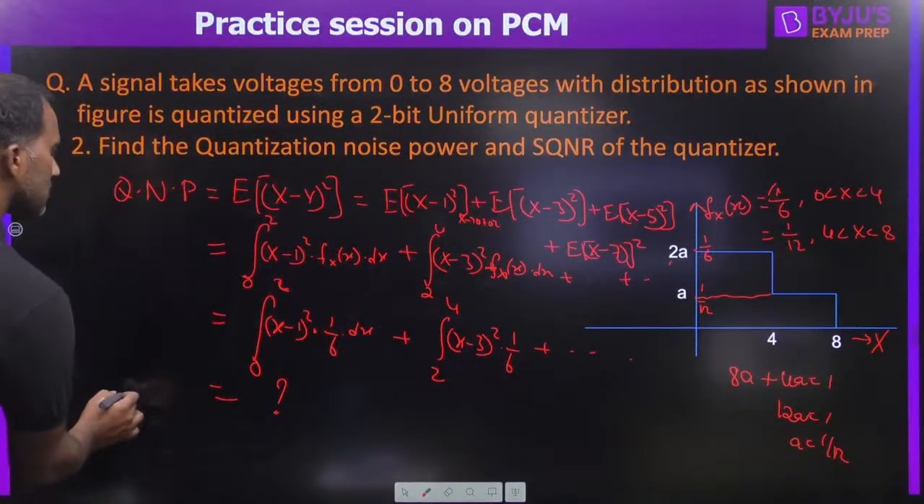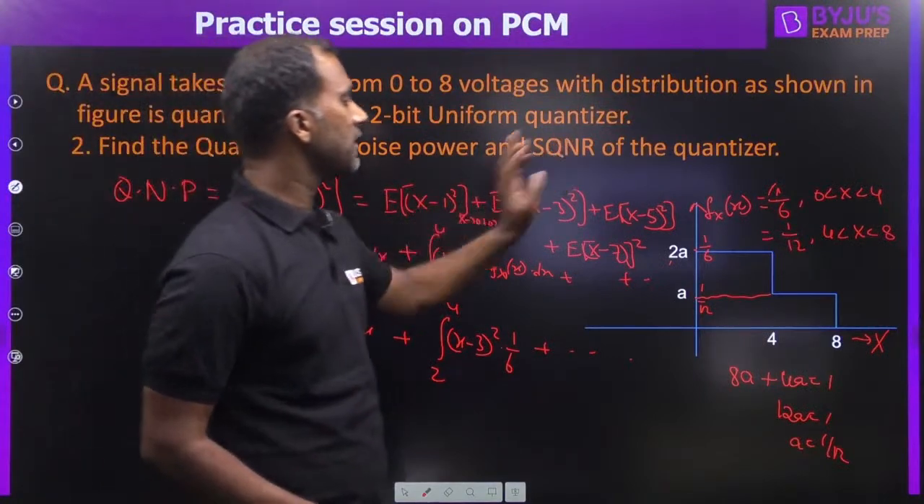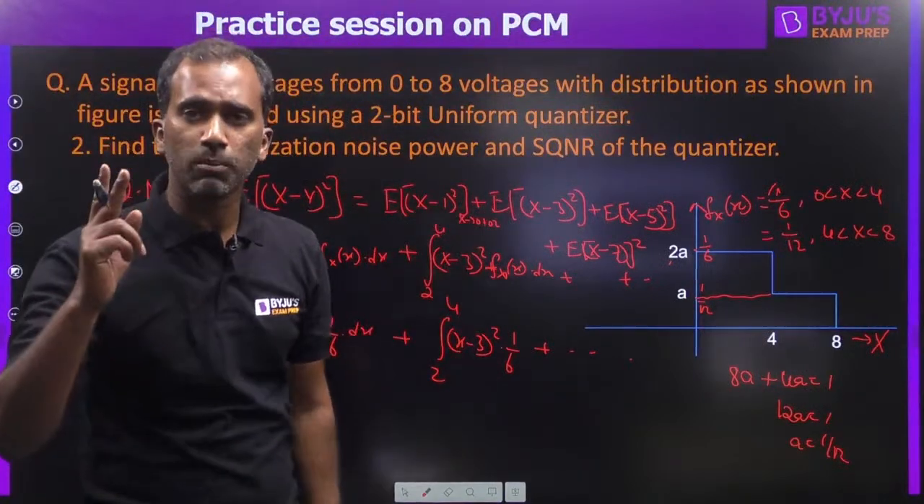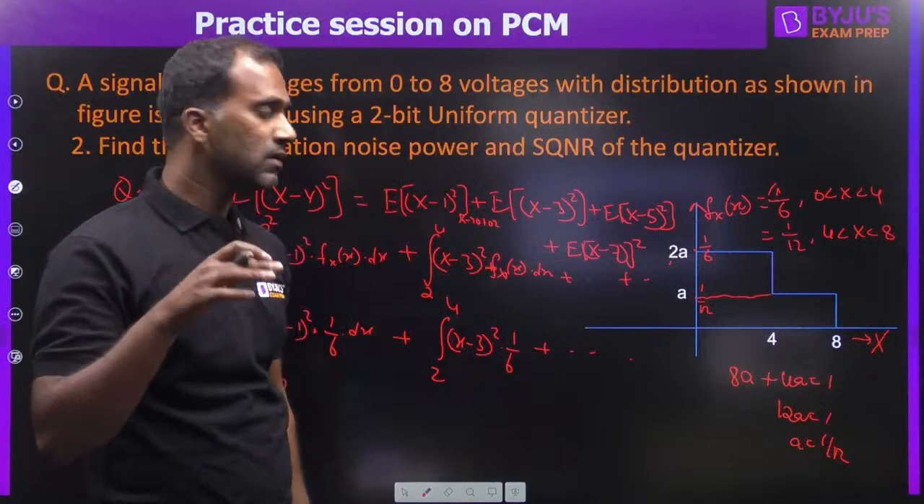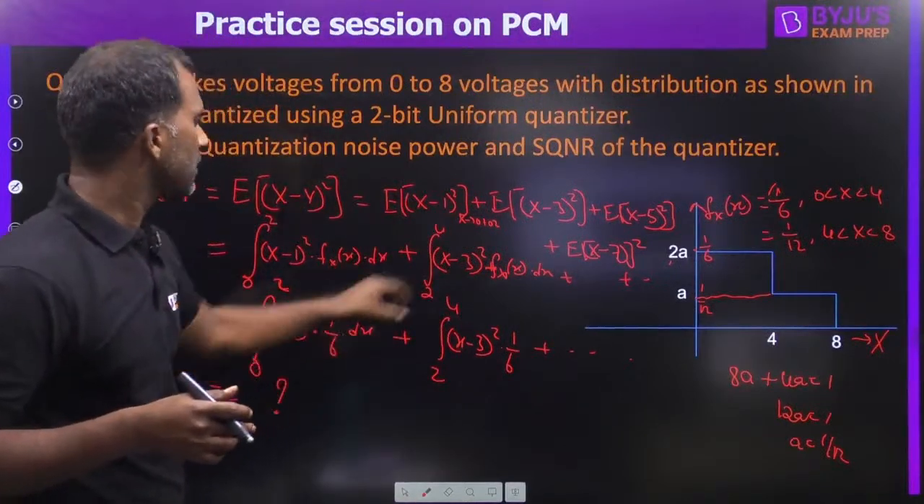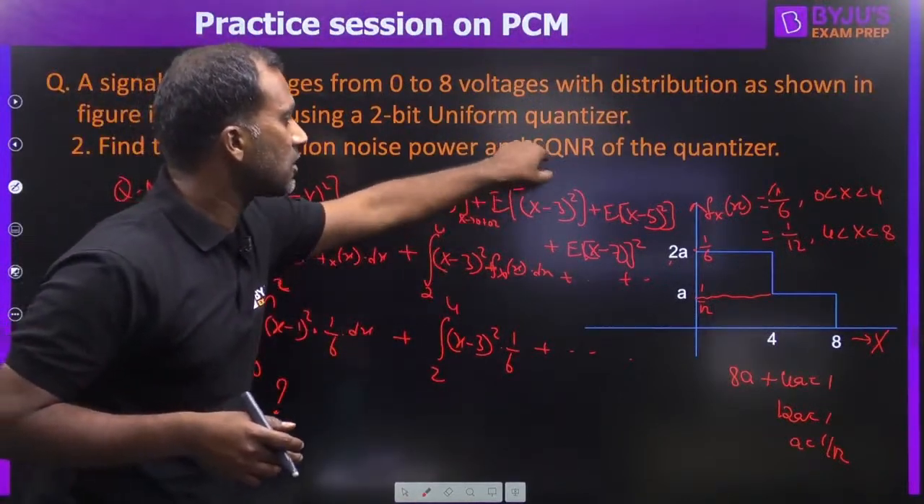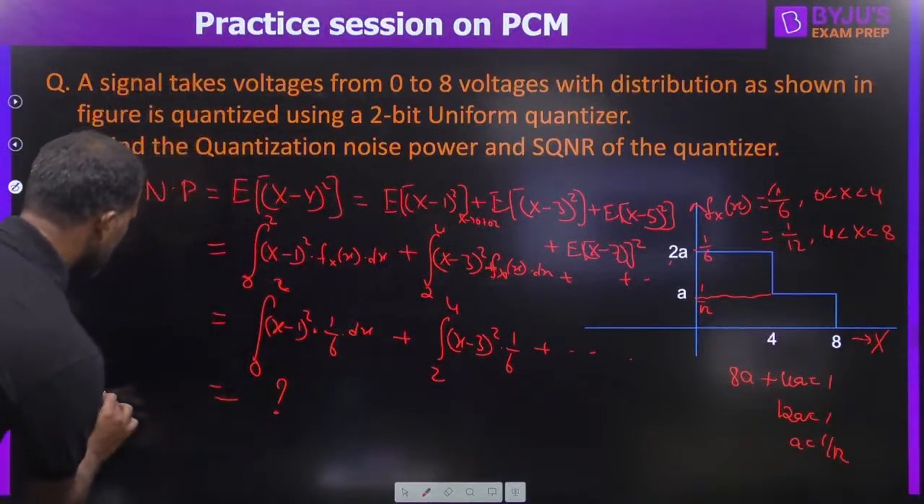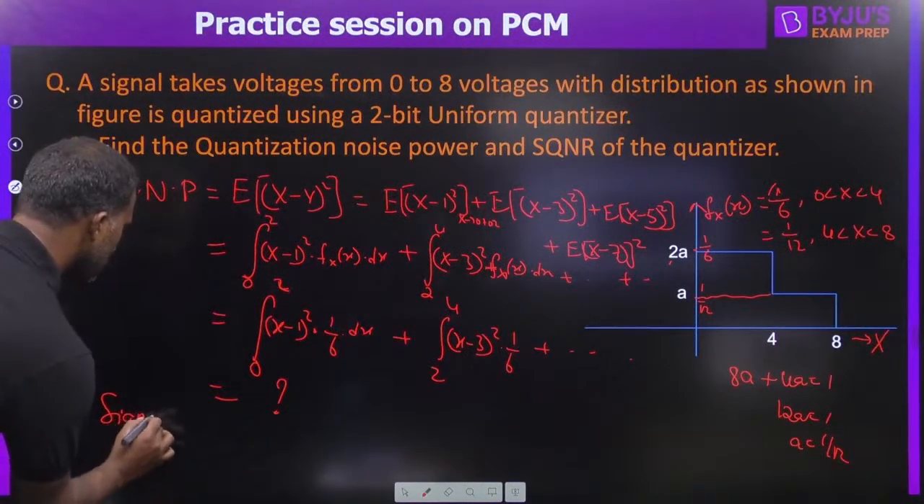And one more thing: once you know the quantization noise power, if you want to find the SQNR, there are two components, signal power and quantization noise power. So once you find the quantization noise power, you can substitute it in this. One more thing we want is the signal power. The signal power is also not straightforward here. The signal power we have to find separately.